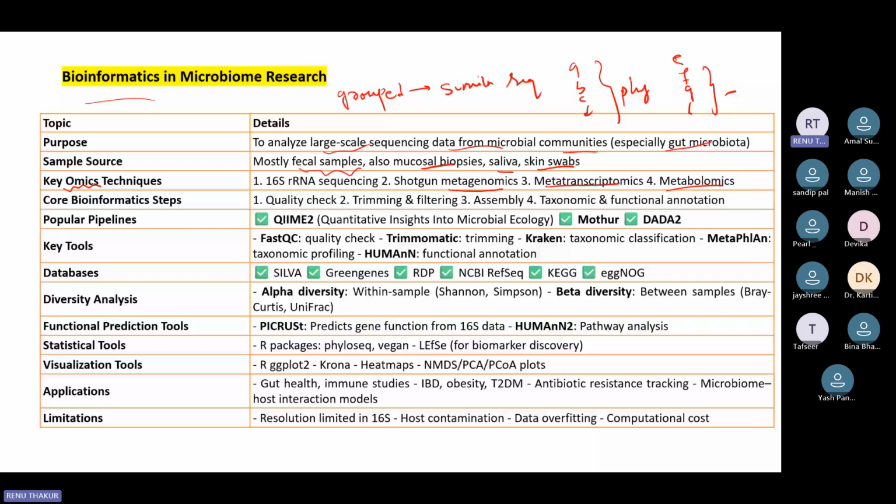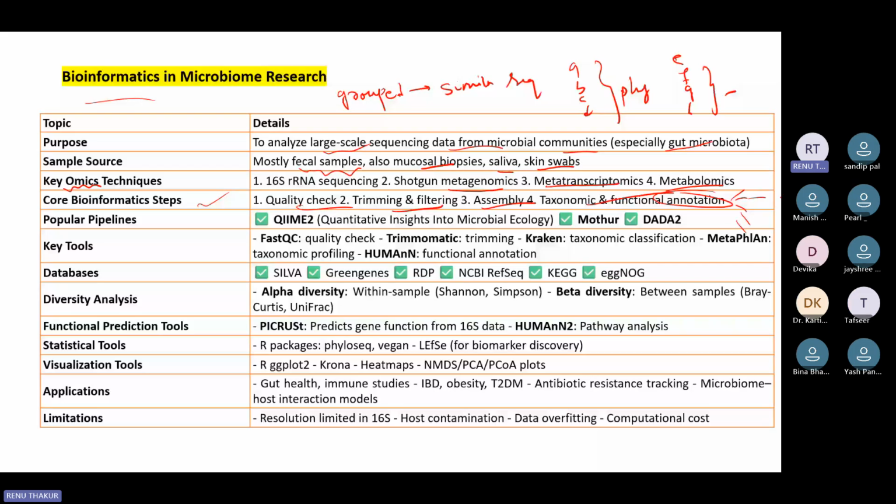The core bioinformatics steps are quality check, trimming and filtering, assembly, and taxonomic and functional annotation. Annotation means identifying that this belongs to this group, this species, this genus, and so on. Firstly, we check the quality. As I showed you, my result was not opening, so it was not of good quality because something happened to that file. When I opened the correct one, it had good quality, with sharp peaks, so you can easily identify the sequence you are getting through the sequencing result.